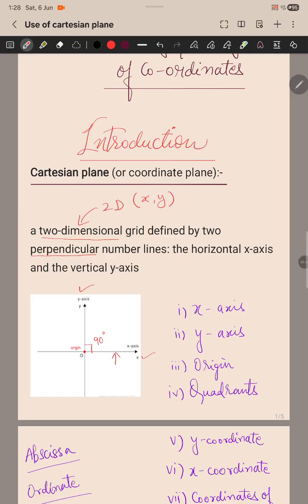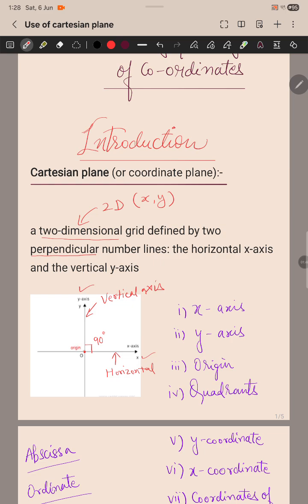And the x axis, this line, is called the horizontal axis. Also we call it the horizontal axis, and the vertical line here, y, is called the vertical axis or y axis. Okay, is it clear?